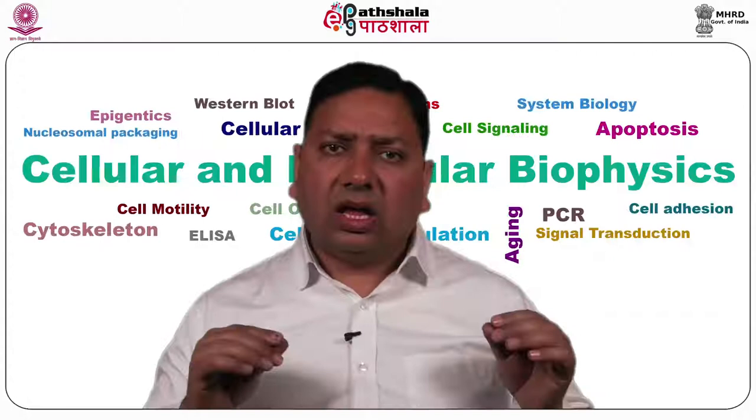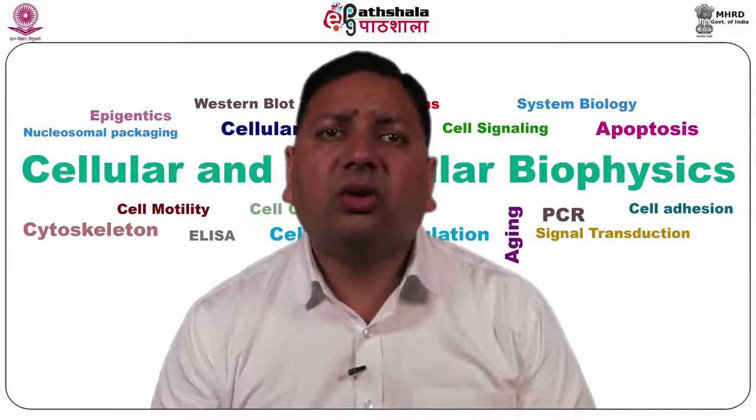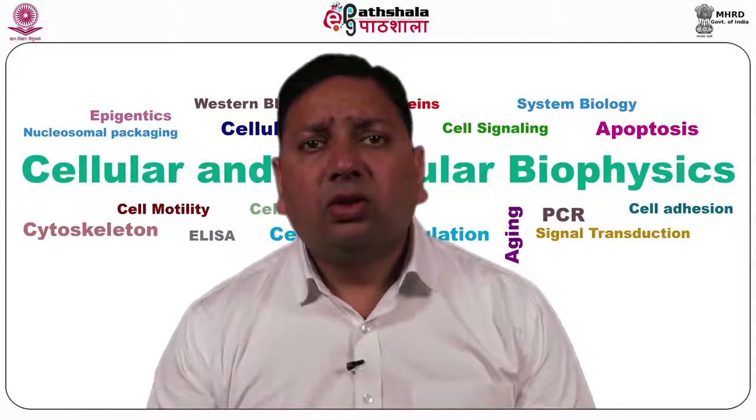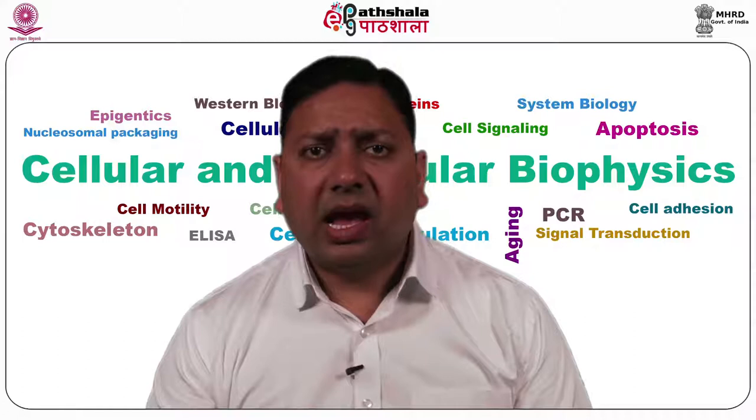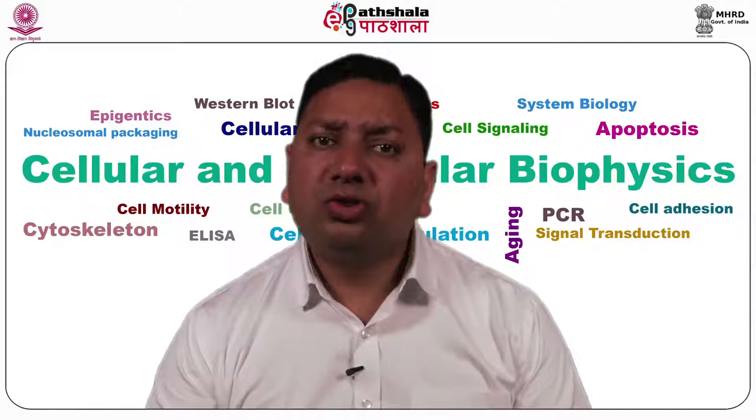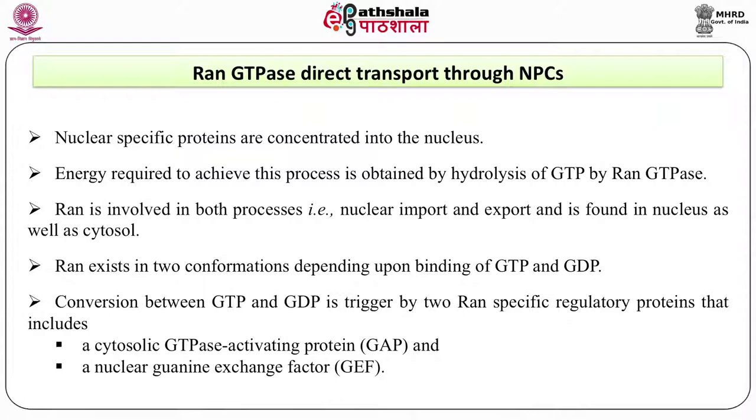Coming to a specialized system that we call the RAN-GTPase system, which is required for transport through nuclear pore complexes. Nuclear specific proteins are concentrated into the nucleus. Energy required to achieve this process is obtained by hydrolysis of GTP by a protein that we call RAN-GTPase. RAN, which is Ras-related nuclear protein, is a small G protein with a GTP binding domain. This RAN is involved in both nuclear import as well as nuclear export, and is found in the nucleus as well as the cytoplasm.